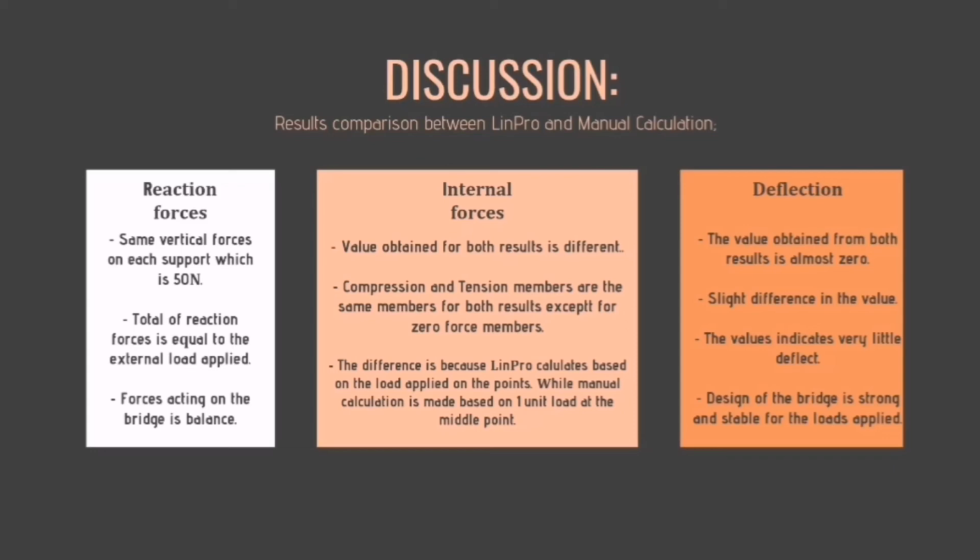Next, for internal forces, the values obtained for both results are different. However, the compression and tension members are the same members for both results, except for zero force members. We conclude that the difference is because LinPro calculates based on the loads applied on the points, which are point A and point B, while manual calculation is made based on one unit load at the middle point, which is point F. Lastly, for deflection, the value obtained from both results is almost zero, with a slight difference in the values, which means the values indicate very little deflection. Therefore, we conclude that the design of the bridge is strong and stable for the loads applied.